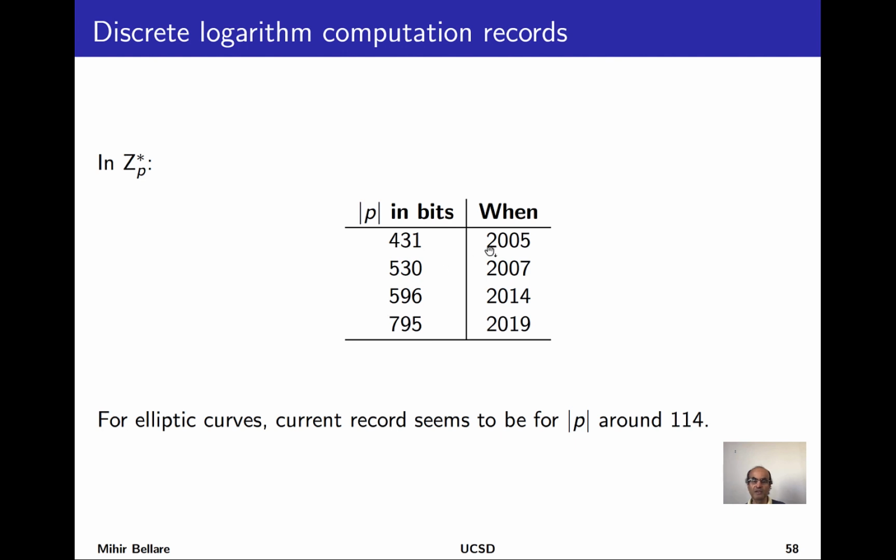So in 2005, they were able to find discrete logs relative to a 431-bit prime. It went up to 530 a few years later, sometime later to 596. This was a big step because 512 bits was considered something at the point where it should be secure, and this showed that it wasn't. And a couple of years back, they even managed to compute a discrete log relative to a 795-bit prime.